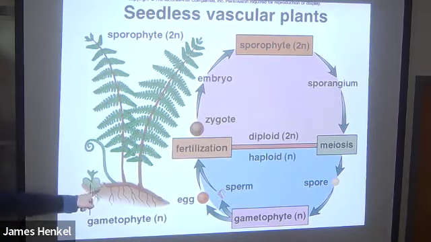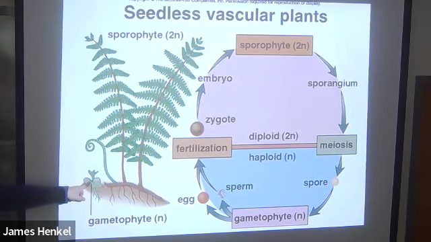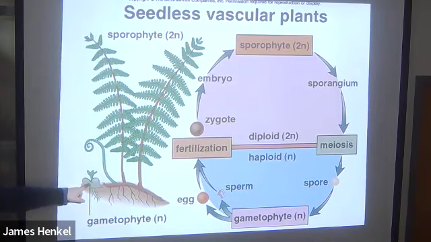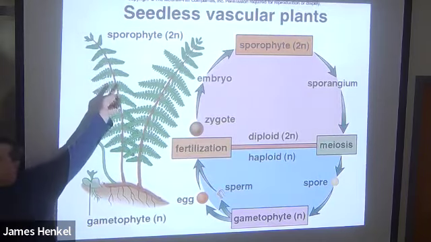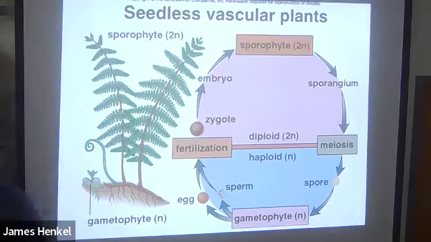Sperm is made on this end, and they swim over or on top or whatever and fertilize multiple eggs there. So you have multiple zygotes popping up from that area and multiple ferns, the ones that you see.